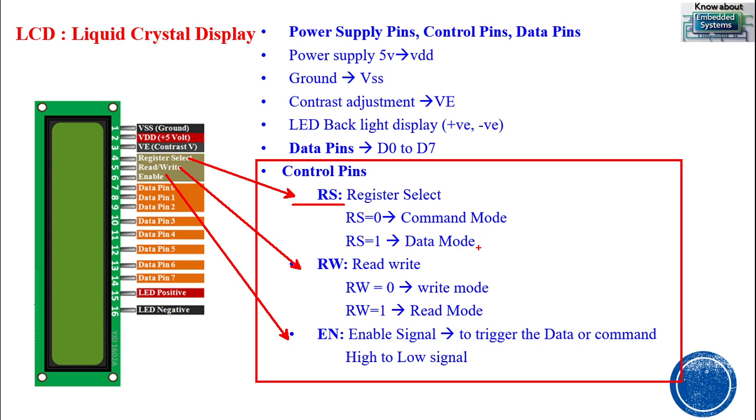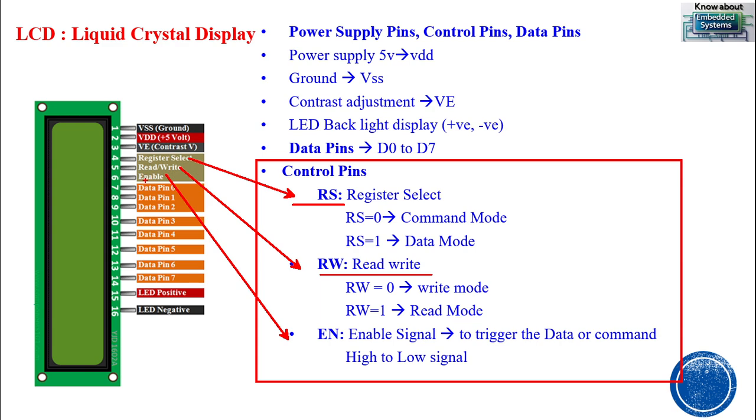Okay. And then read write, you can read and you can write both. It is possible from the LCD. When you keep the read write pin as 0, it will be configured as write mode, and when you keep the read write pin as 1, your LCD will be configured as read mode.